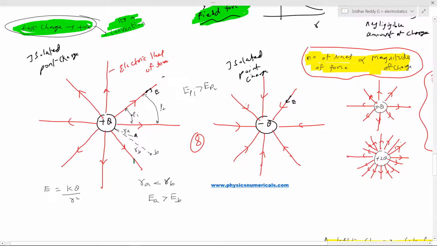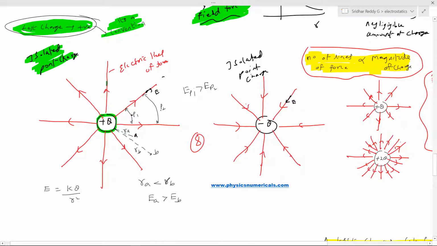Okay, next we have a positive point charge. A positive point charge is there, this isolated positive point charge. Try to see here. What I took is an isolated point charge, and I want to find out the lines of force. I'm introducing electric lines of force.